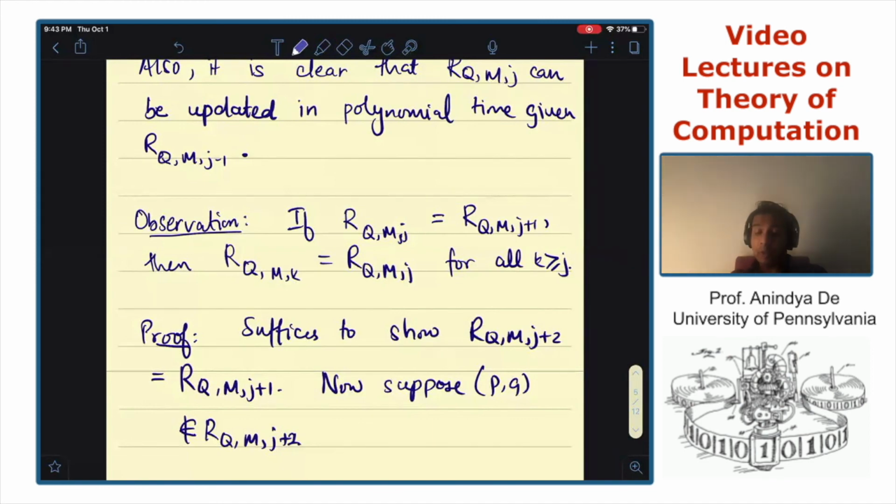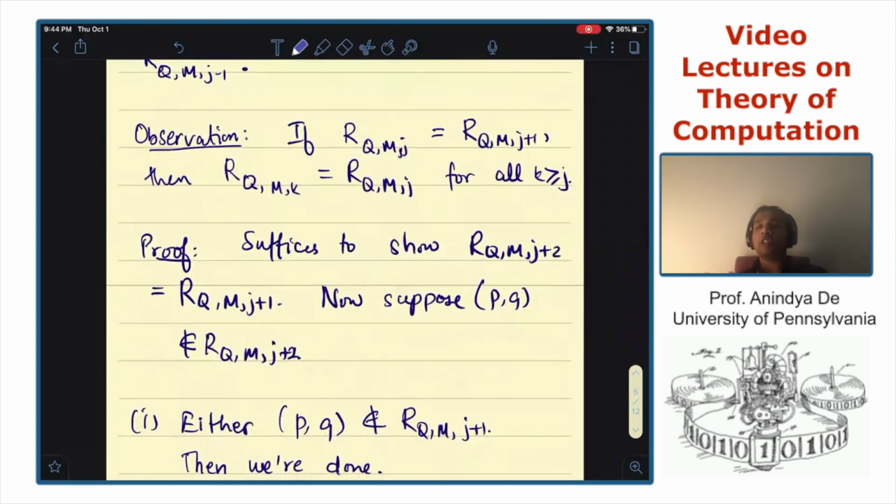How do we prove this? Well, again, it's a very easy proof by induction. Observe that it just suffices to show that R_{Q,M,j+2} equals R_{Q,M,j+1} under our hypothesis, because once this is true, then we can inductively get R_{Q,M,j+3} equals R_{Q,M,j+2}, which is the same as R_{Q,M,j+1}, which is the same as R_{Q,M,j}. So we can just apply this inductively. So it just suffices to show that R_{Q,M,j+2} equals R_{Q,M,j+1}. Okay. So to show this, suppose I consider p, q which is not in R_{Q,M,j+2}.